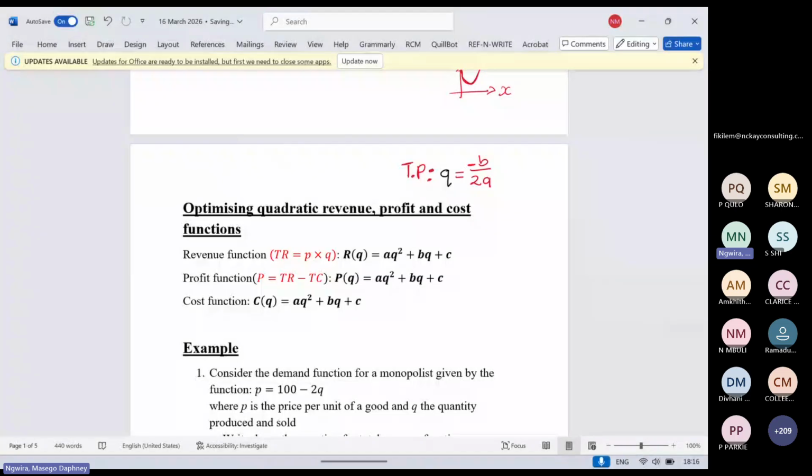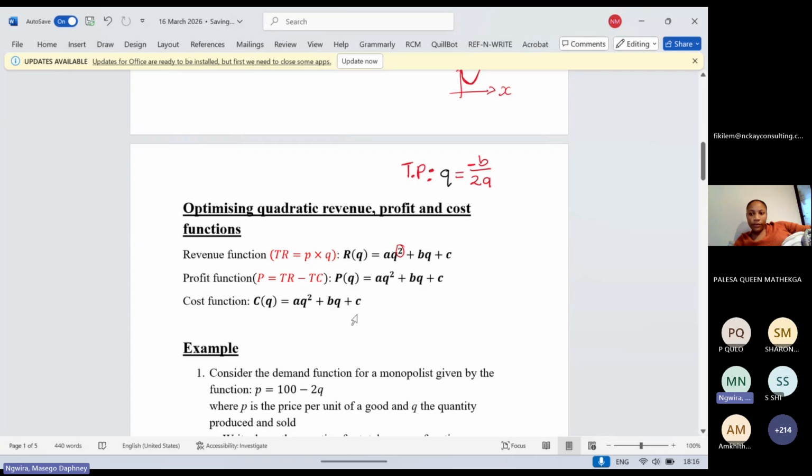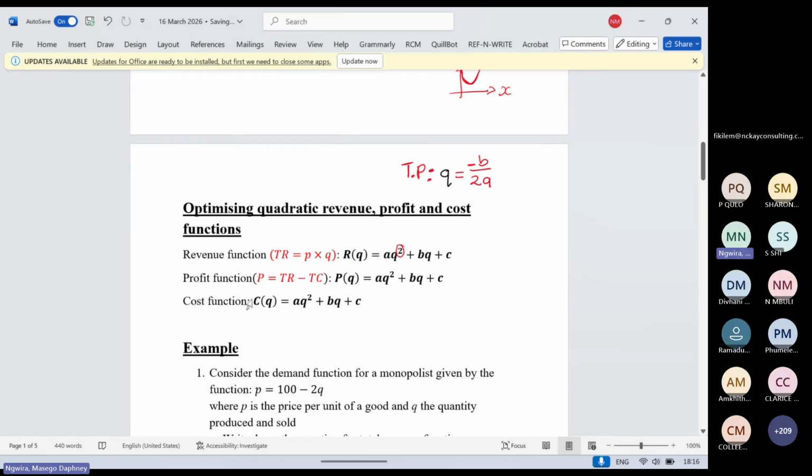So in this, we also have a quadratic function. Why? Because of this 2. If you have a power of 2 in your function, it means that the function is quadratic. It's not a straight line, it's going to be a curve. The same applies with your profit function and also with your cost function. They're all going to use this. If you want the turning point of these three, the formula is Q equals negative b over 2a.